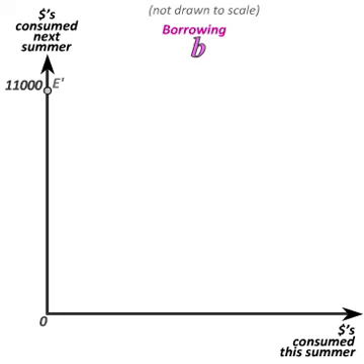Your endowment bundle will be bundle E prime, the bundle where you consume $11,000 next summer and nothing now. This is your endowment bundle because it is what you now own. You're going to make $11,000 next summer and you make nothing now. It is also the bundle that stays the same regardless of what the interest rate is, because you neither have to borrow nor save in order to consume that bundle.